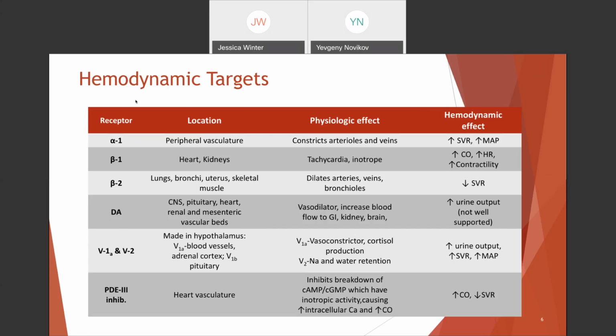Dopamine receptors are similar. We actually give a drug dopamine, and we can hit dopamine receptors with that dopaminergic drug. However, it's often not the target when we're giving vasopressors and inotropes. Dopamine receptors are all over the body, in your brain, in your pituitary, in your myocytes, as well as a lot in your renal and mesenteric vasculature beds. And when you agonize these, it causes vasodilation and increased blood flow.